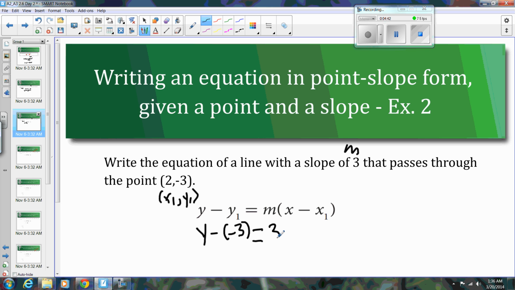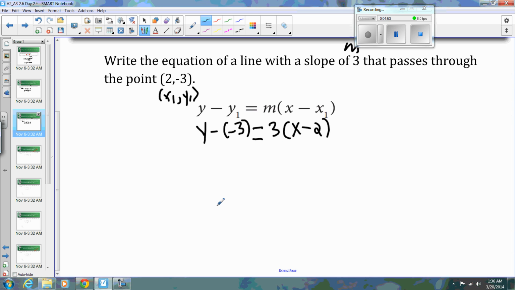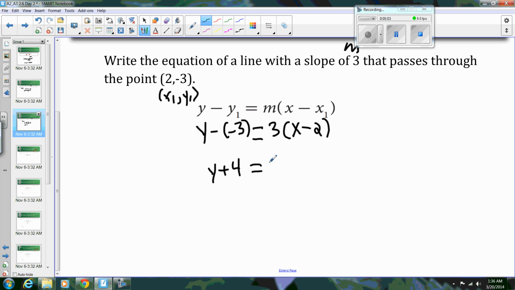That's what I'm substituting for. And then 3 times x minus 2, because I just filled in for x2. So obviously, the complicated part here is filling in for -3. What does this simplify to? Minus a negative number simplifies to an addition statement. So my final answer is y plus 4 is equal to 3 times x minus 2.